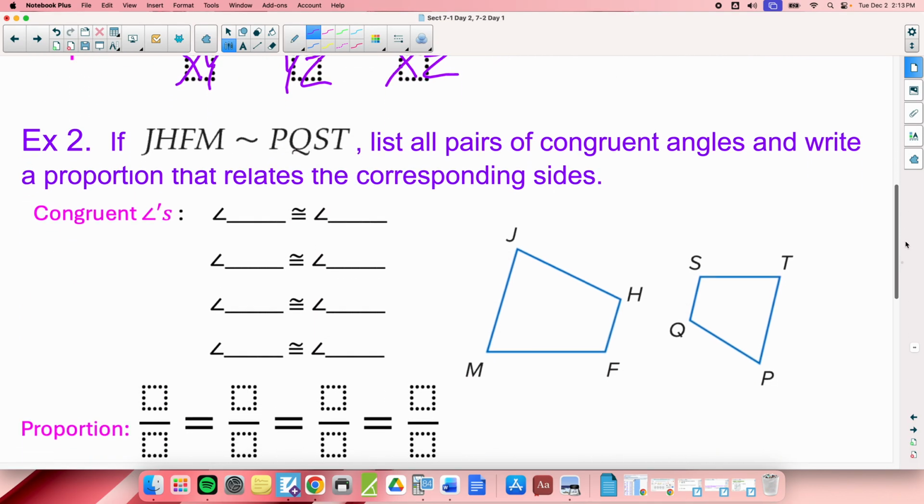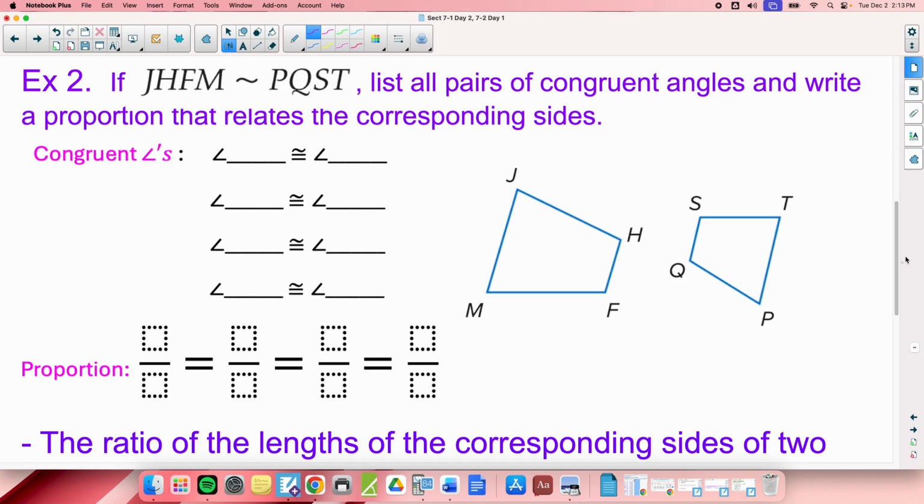Let's look at this one. Okay. What would angle J be congruent to? P. What would H be congruent to? Q. What would F be congruent to? S. And then lastly, what would M be congruent to? T. Okay. Now let's try that proportion.